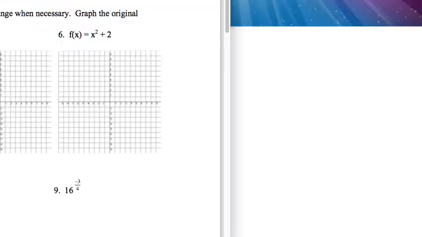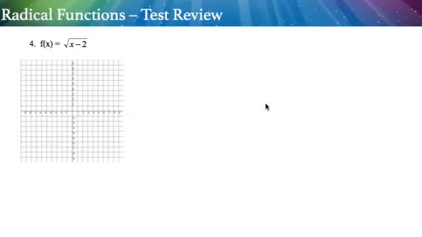And I'm going to click back over to the test review, and it also says in the test review that we need to restrict the domain and range and graph the original and the inverse. So what I'm going to do here is write this out as it should look. Y equals the square root of x minus 2.